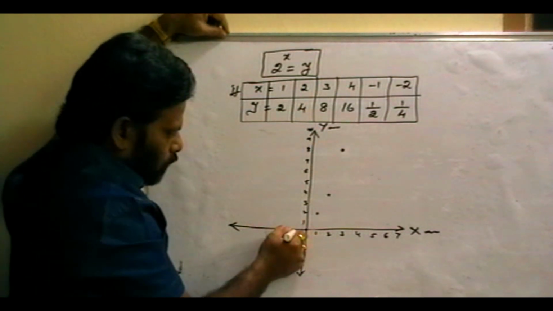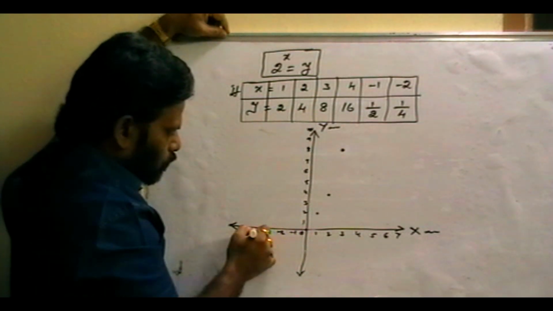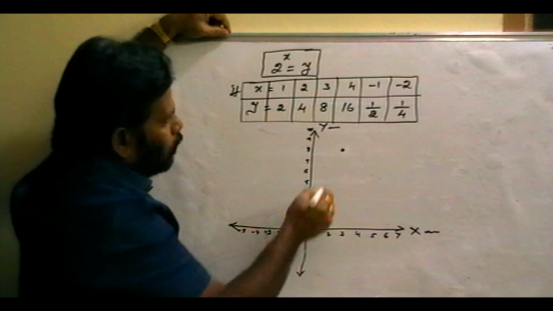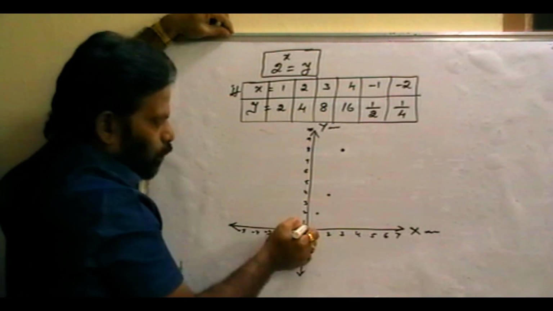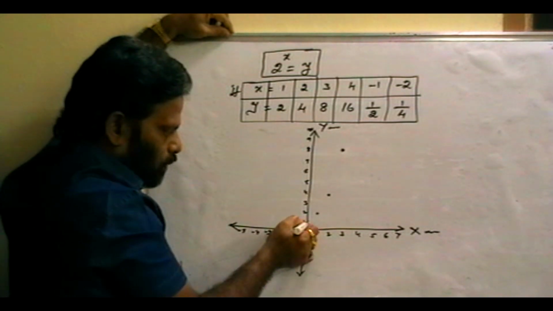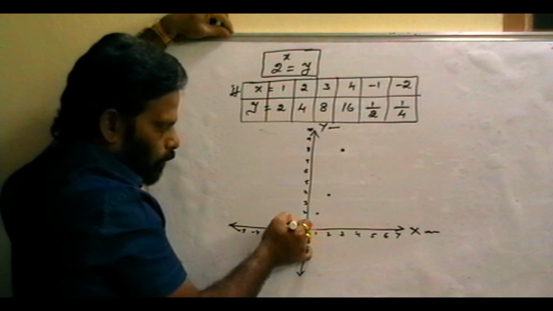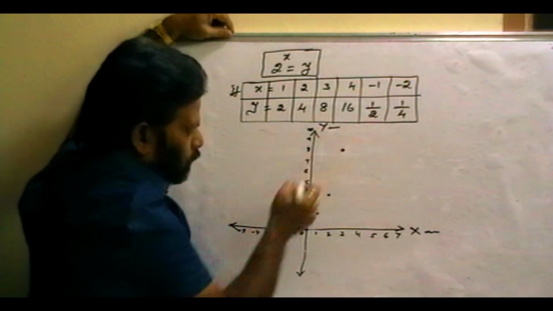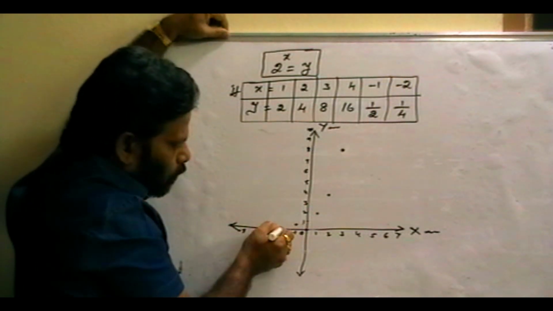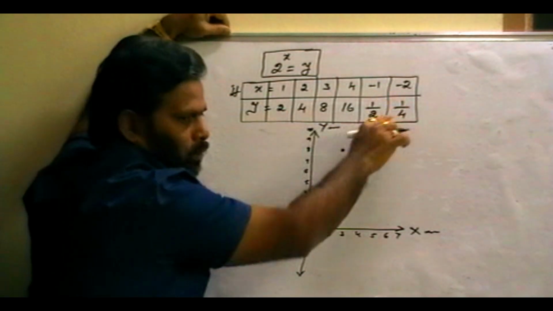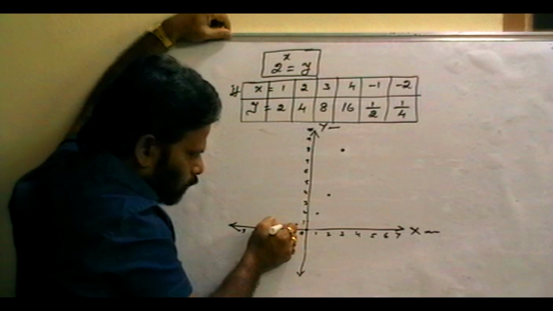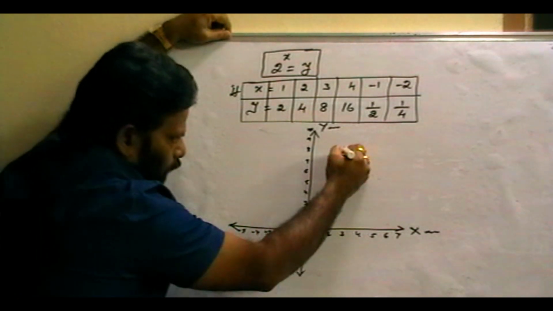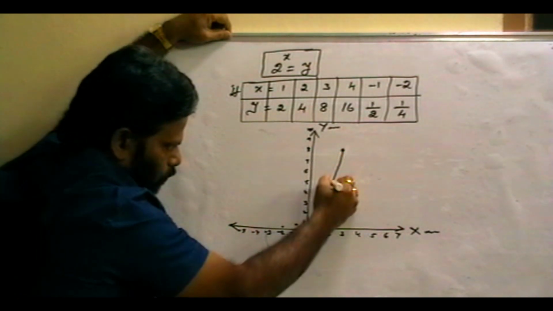Now, minus 1. If x is equal to minus 1, what is the y value? It is 1 by 2, between 0 and 1, the mid value, half. If x is equal to minus 2, the y value is 1/4 value: 1 unit divided by 4 parts, that is 1/4 part. That means the graph is flowing like this.